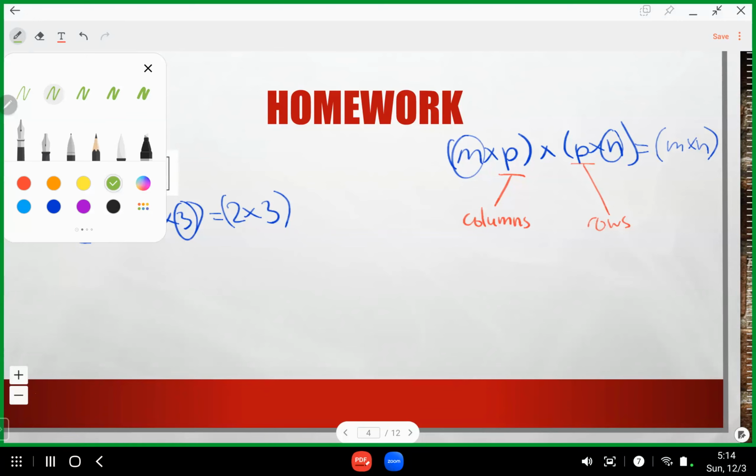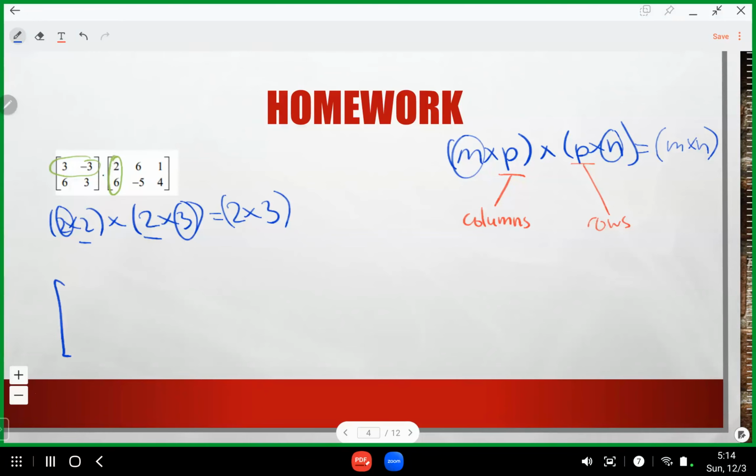So we can just go ahead and write that down. We're going to have a 2 by 3 here. The first element is going to be, let's see, 3 times 2 minus 3 times 6. Right, that's the first element.